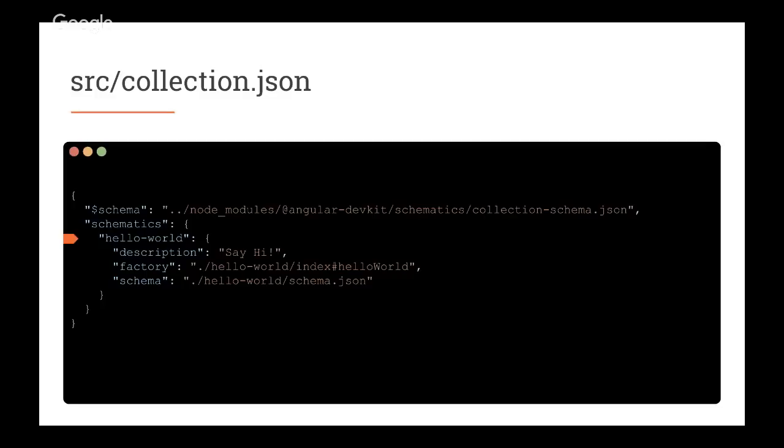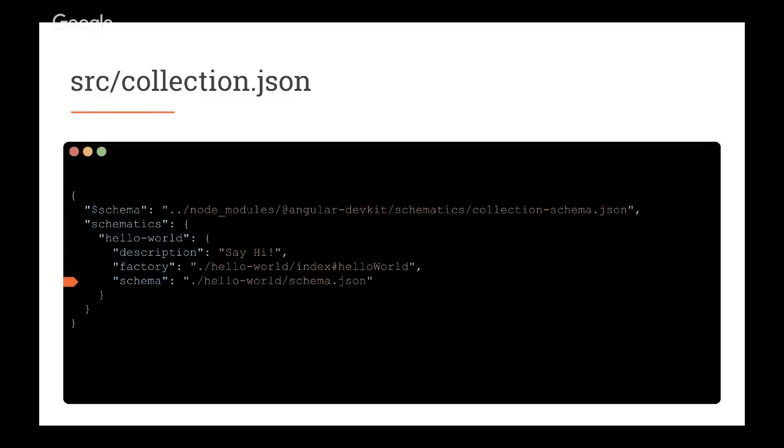And here we pass a description, and then we pass the path to the actual schematic code. And that's specified at the factory key right here. So we do the path and the hash, and then after the hash is the function name that we'll see that's exported in our TypeScript file.